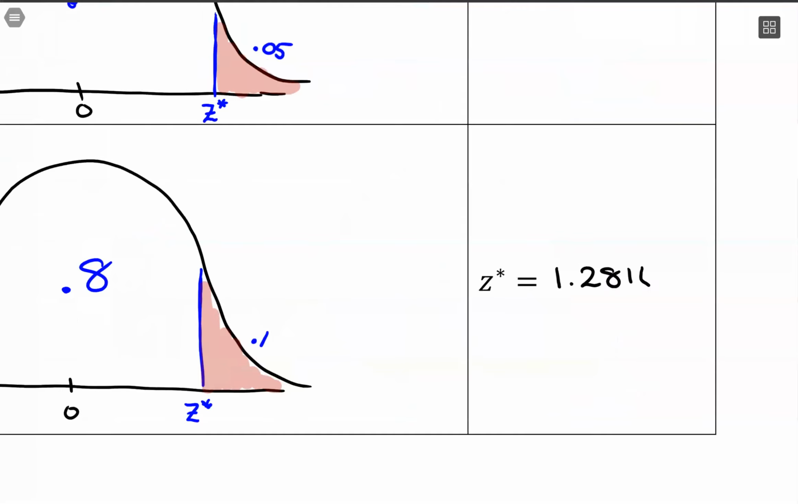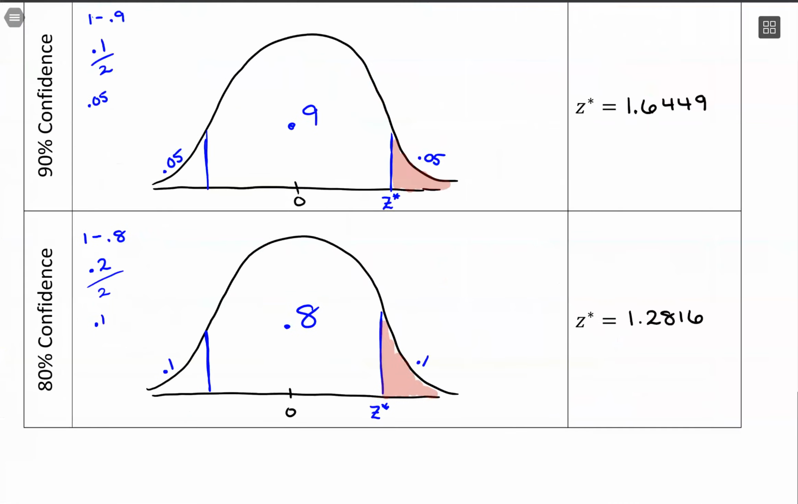So based on your confidence level, you can find this z-score by putting that confidence percentage in the middle, and then you just have to do the side math to figure out what's in the tail, and you can find this cutoff by plugging in that area to the right.